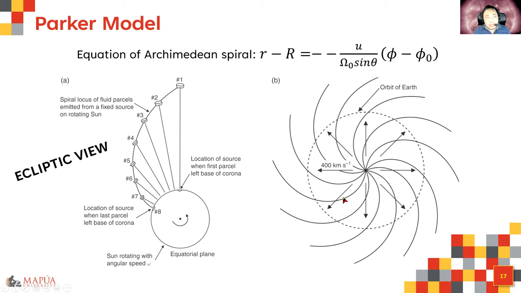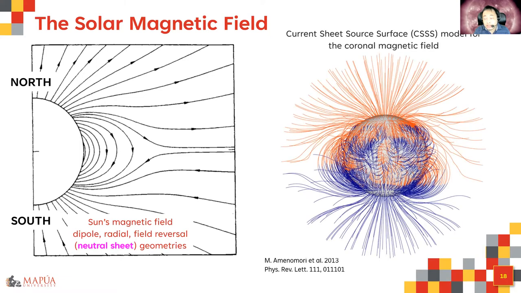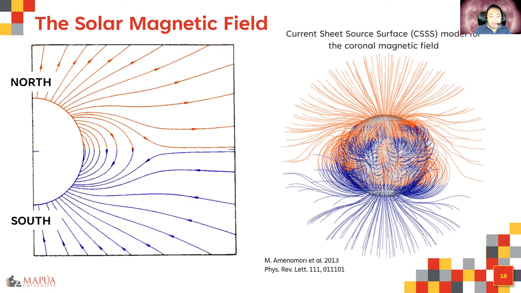Now, as mentioned in one of our first discussions, we can model the solar magnetic field in terms of radial, dipole, and neutral sheet geometry. This is an example of the current sheet source surface model for the coronal magnetic field from this paper. One very important thing to look at here is that at the equatorial side, or in some directions, especially in helmet streamers, we can observe what we call neutral sheets. That's the boundary between magnetic field lines that are going in one direction and in the other direction.